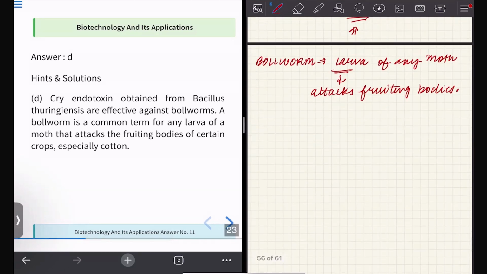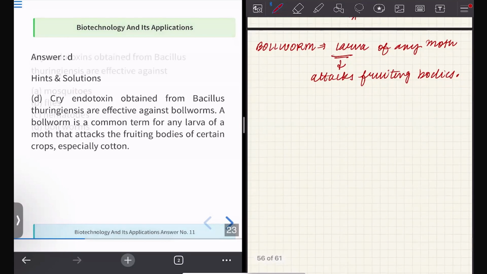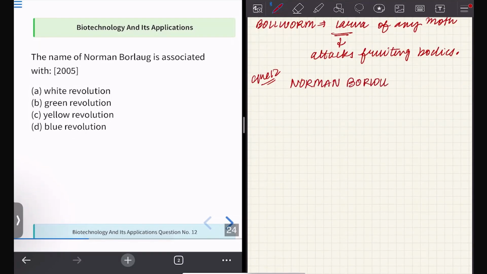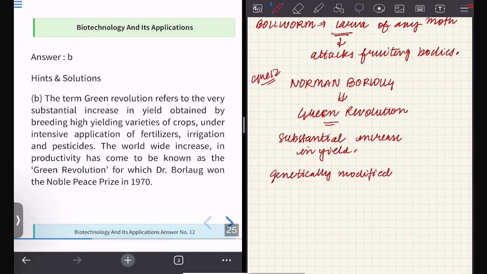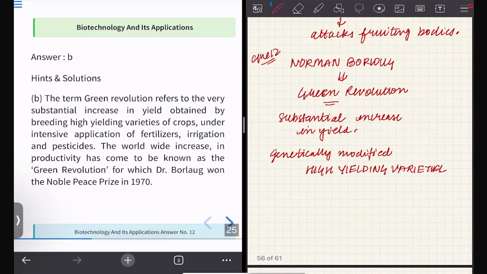Moving on to the next question, we have question number 20, which is Norman Borlaug, a very famous scientist, and he was associated with the Green Revolution. Okay. So what is the Green Revolution? It refers to the very substantial increase in the yield obtained by breeding high yielding varieties of crop. So there was a substantial increase in yield. Okay. So we used high yielding varieties. And Dr. Borlaug was also given the Nobel Peace Prize in 1970.